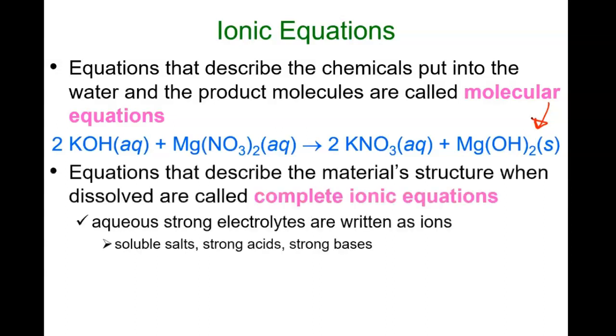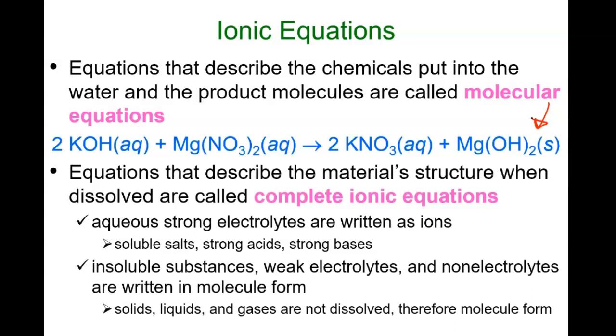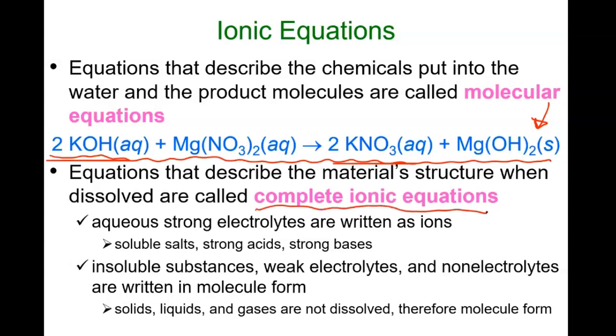A net ionic equation is what's actually happening in the reaction. This is just a bunch of excess information. We want to know what's actually happening in the reaction. These are our molecular equations. A complete ionic equation is when we break everything up.